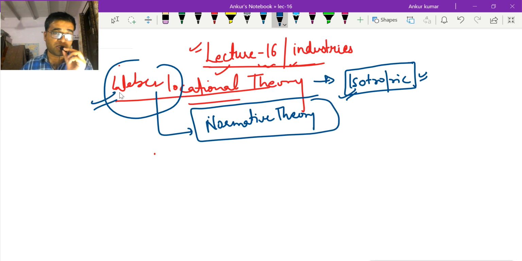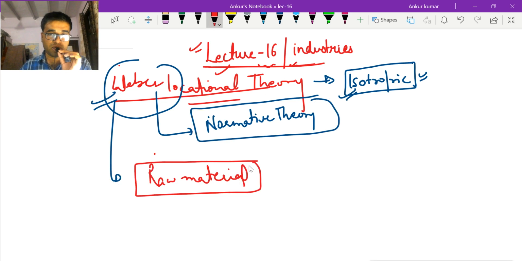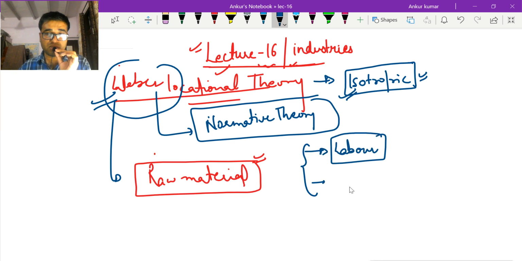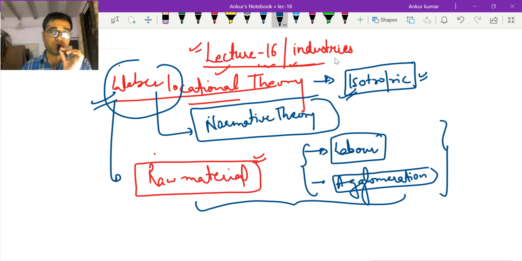The main aspects that were given by Weber: the first aspect was based on the raw material, so he argued that the location of industry is based on the raw material, right? But later on, Weber modified his theory and included two additional factors. One was the labor, and the second one was the agglomeration. These were the three factors which Weber overall included.